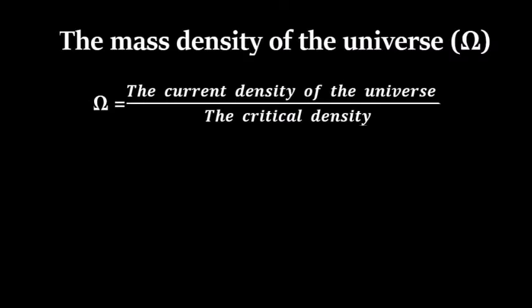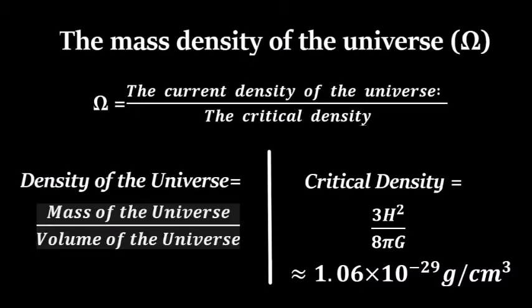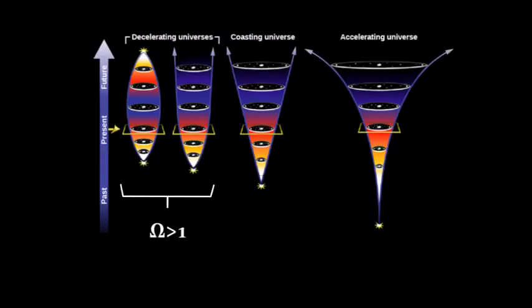It is the ratio of the current density of the universe to the critical density. The equation of critical density is this, which is approximately 1.06 times 10 to the power of negative 29. The density of the universe is just its mass over its volume. If the ratio is larger than 1, the expansion is decelerating, and the universe will even collapse. If the ratio is smaller than 1, the expansion is accelerating.